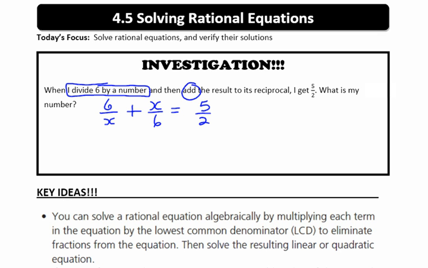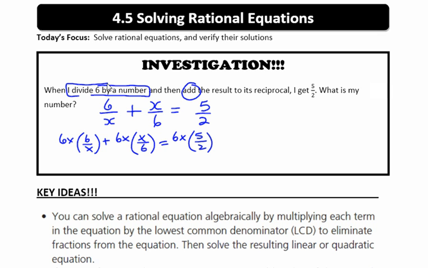So here, let's first look at the numbers. 2 and 6, lowest common multiple of 2 and 6. 6, right? We want the number that they'll both go into. And then we have an x. So we're going to multiply everybody by 6x. Maybe I'll write it in a new line. So you're going to take 6x times 6 over x plus 6x times x over 6 equals 6x times 5 over 2. What will this do? It will get rid of our fraction.